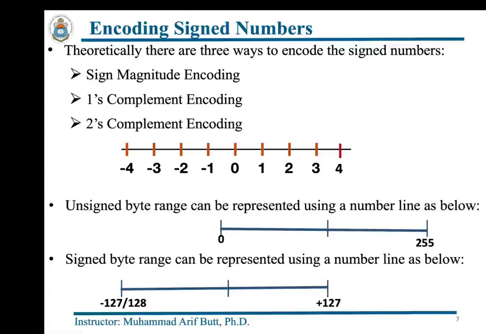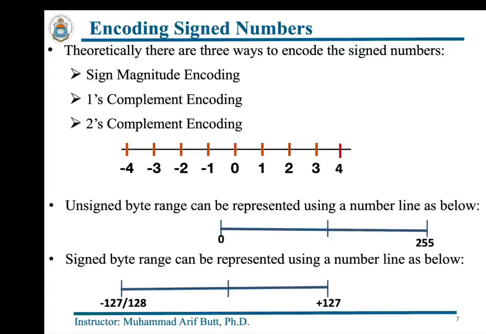If we talk about the unsigned byte range, byte means 8 bits. So in 8 bits, the smallest number is 0, and the largest number in 8 bits is all ones, that makes 255. And if we talk about the signed byte range, it ranges from -127 to +127. And in 2's complement, it is -128. And why it is that, we will see very shortly. But anyway, in case of signed numbers, we have a negative range as well as a positive range.